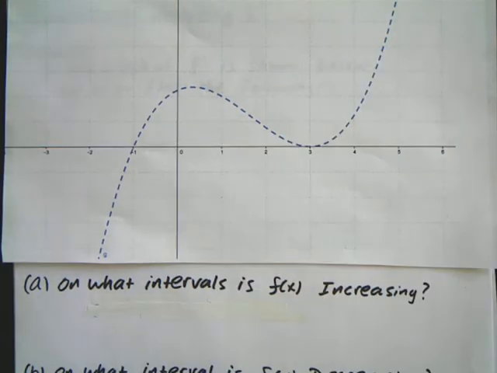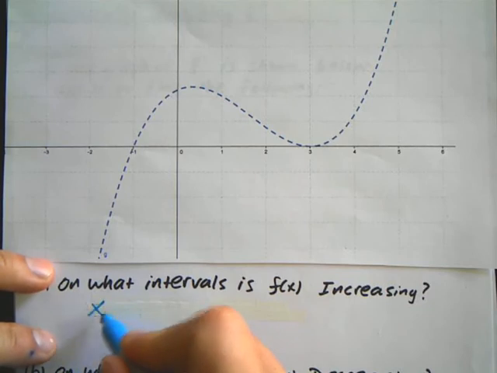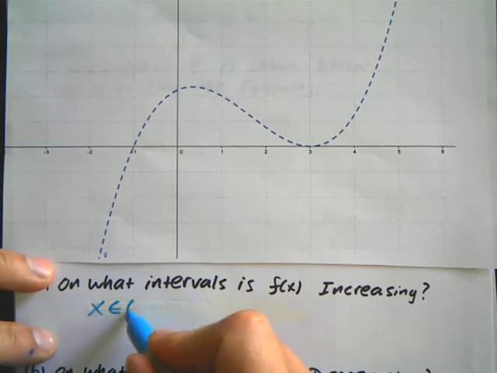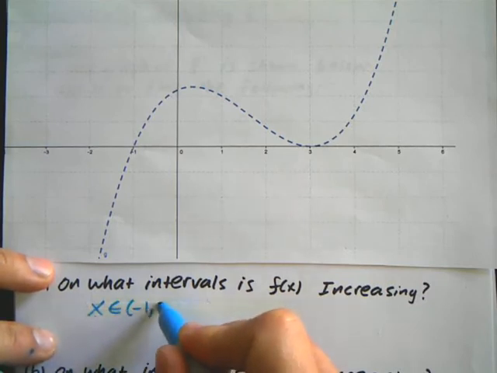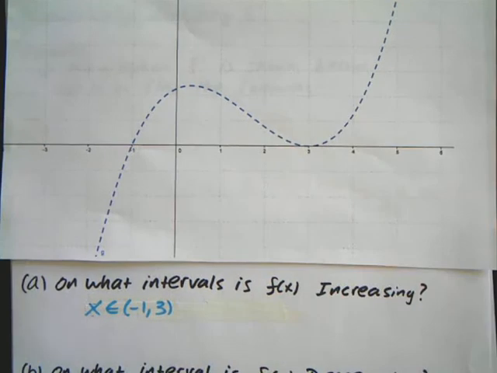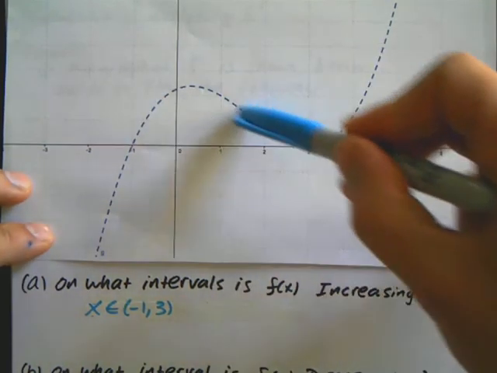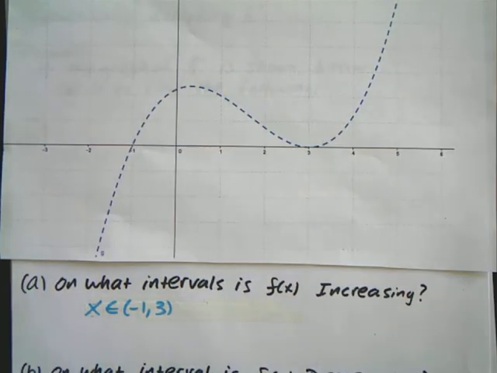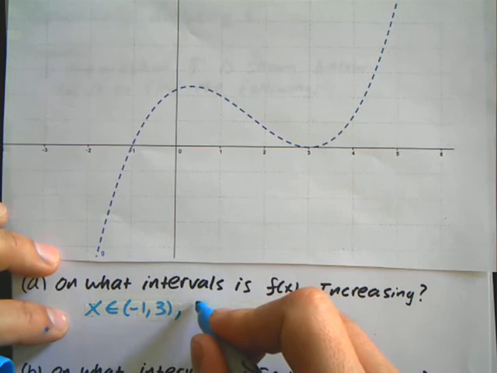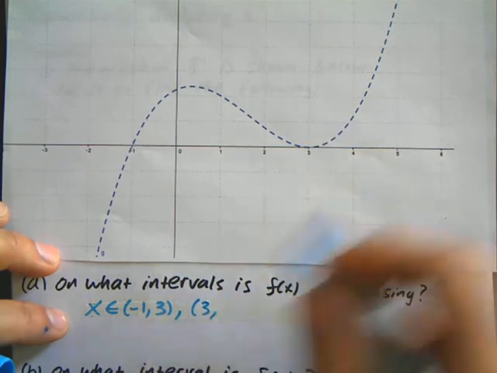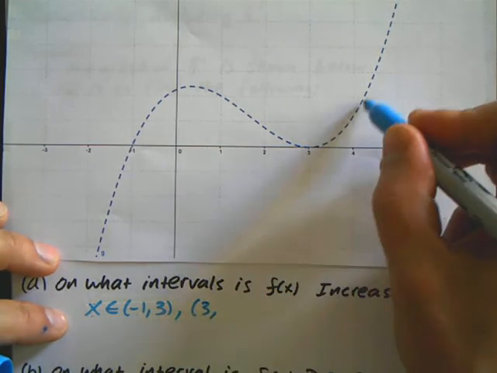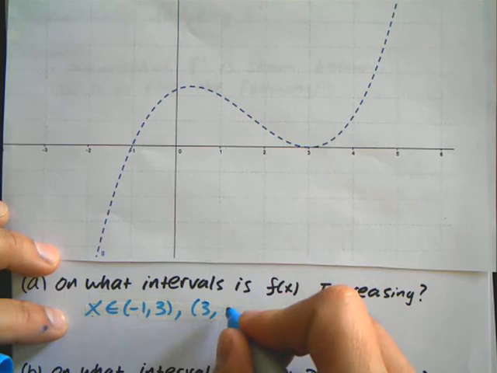So again, it's going to be positive, it's going to be increasing when you have -1 to 3. That's this portion of it. And then I have to skip over 3. And then after 3, it's going to be positive again, all the way to infinity.